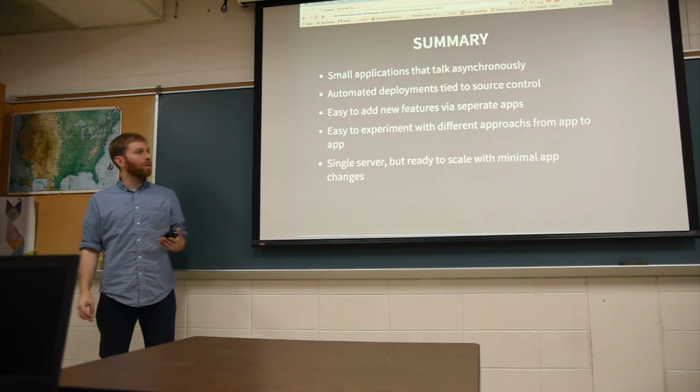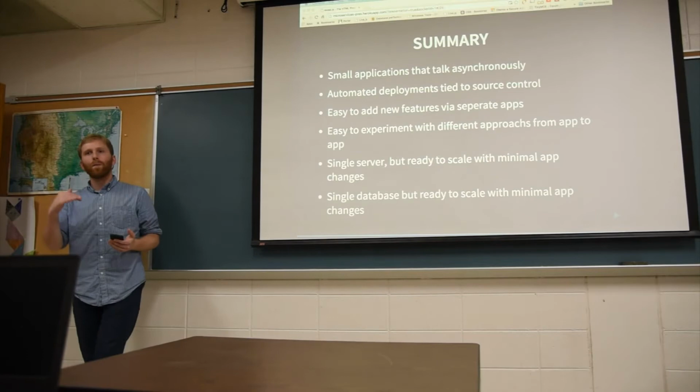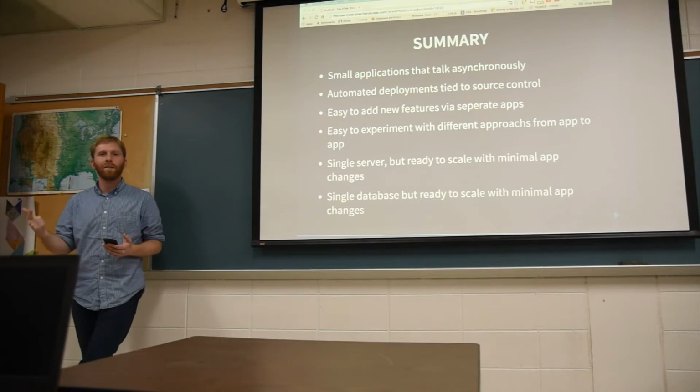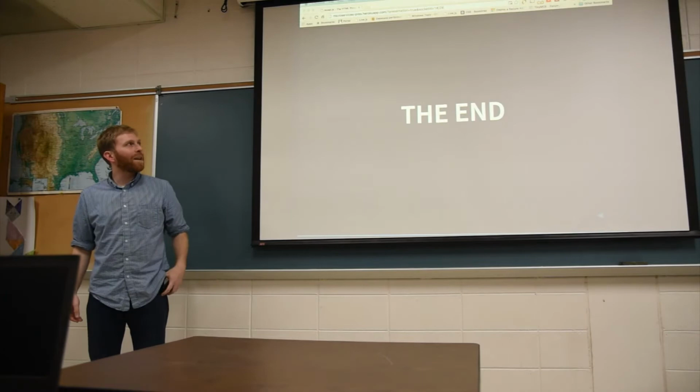We have a single server and a single database, but we're ready to scale with really minimal app changes, right? So if we get to the point where we need to scale, it doesn't mean we have to rewrite any of our applications or services. It means we need to replace that API gateway with something a little more sophisticated. It means we need to add a dedicated event management system. But it doesn't mean that all those individual applications have to change at all. It's all about infrastructure changes at that point. So that's basically where we are at Herman.